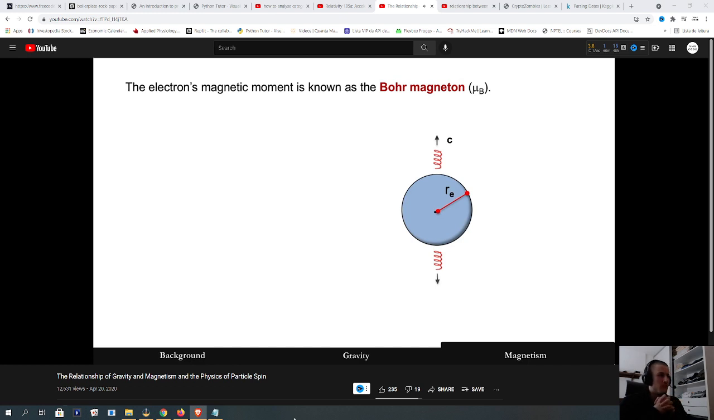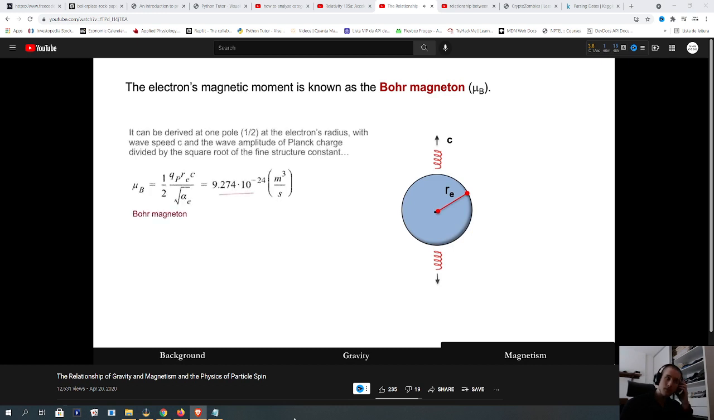So let's derive that now, right, with a wave speed of c, right? That's the speed of light. All the electromagnetic waves travel at that speed. Measured flowing out of the electron's radius at that amplitude earlier. Remember, the amplitude is Planck charge divided by the square root of the fine structure constant. Now we're measuring it at one pole, right? There's 2 poles, so we take half of that. And what do you get when you put all that together? You get the volumetric flow rate in terms of units that I explained, but you also get the value of the Bohr magneton. It's a flow rate.